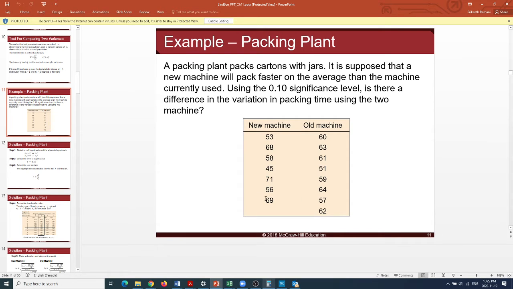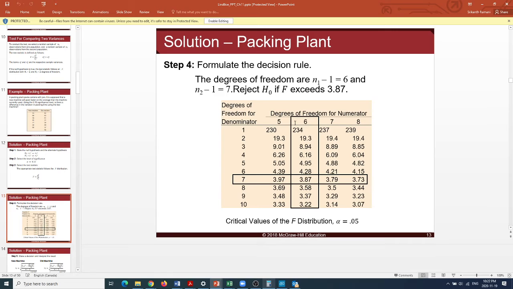So your degrees of freedom for the new machine is going to be 7 minus 1, which is 6. And for the old machine, it's going to be 8 minus 1, which is 7. And you go 6 and 7, and the corresponding F critical value is 3.87.